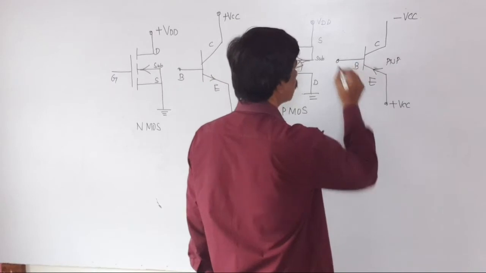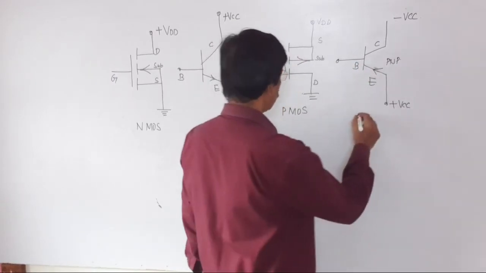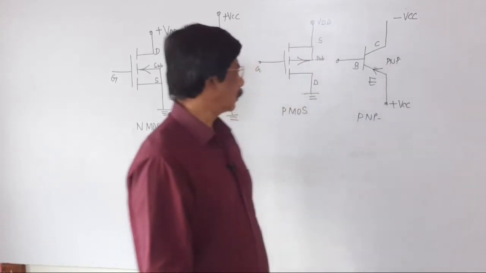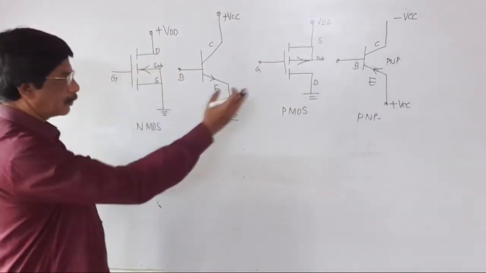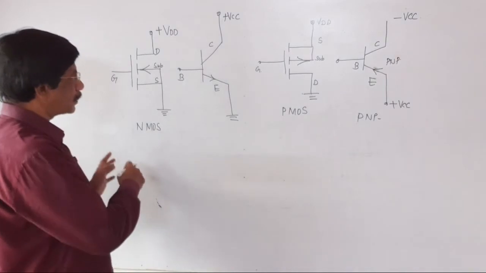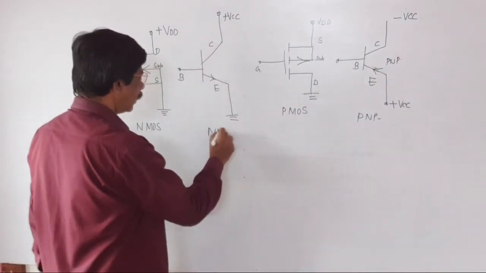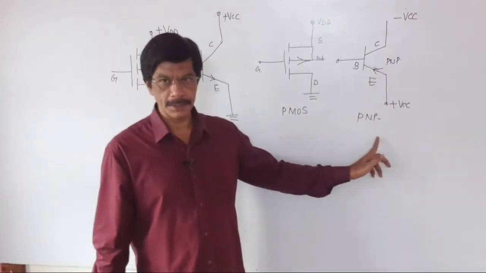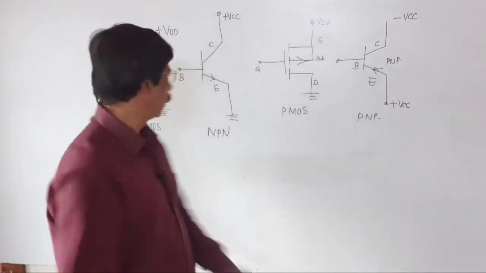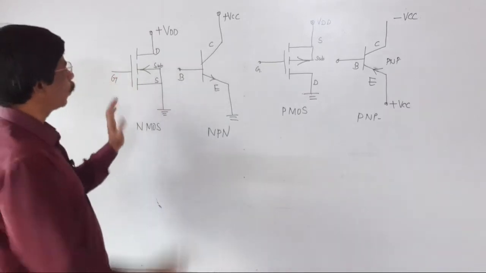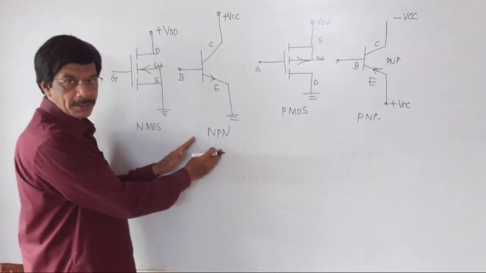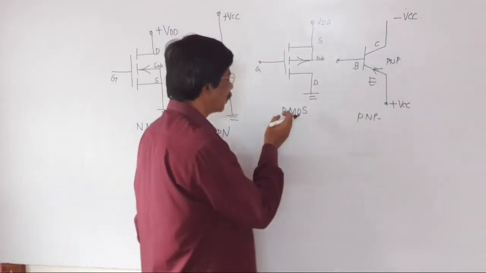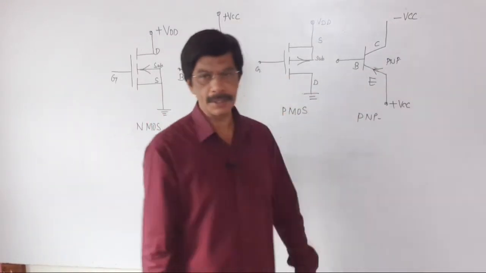This shows the base terminal. This is PNP transistor. So just compare the circuit symbols of NMOS transistor with NPN transistor and PMOS transistor with the PNP transistor. You can understand that the direction of the arrow is quite opposite to the NMOS and the NPN transistor. Similarly, the direction of the arrow is opposite in the case of PMOS and the PNP transistor.